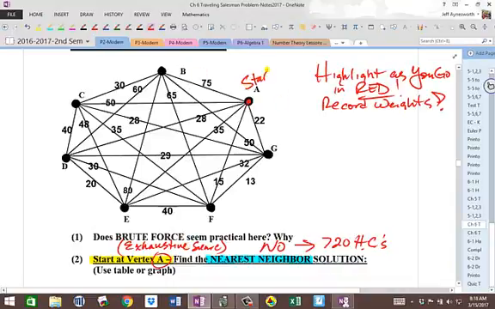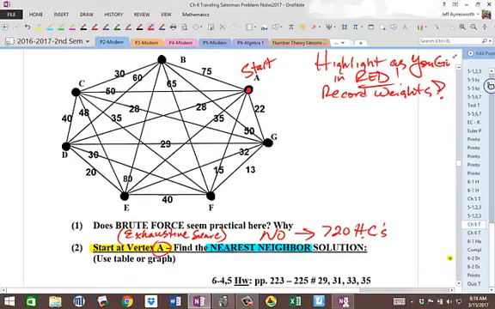All right, and then what we're going to do is highlight it as we go and figure out the nearest neighbor solution, which is the total weight of the Hamilton circuit starting at A, following the nearest neighbor algorithm. There are a lot of numbers up here, so you've got to compare as you go.